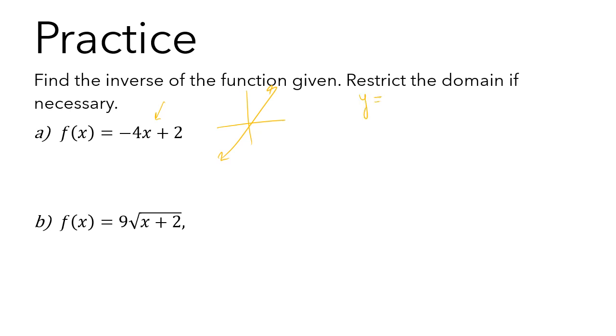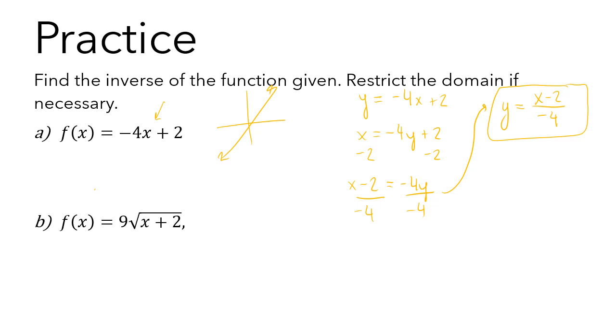So I'm going to rewrite it with y instead of f of x. Then I'm going to swap x and y and solve for y. So first thing, I'm going to subtract 2. I get x minus 2 equals negative 4y. And then I'm going to divide by negative 4. And my final result, if I write it the other way around, is y equals x minus 2 divided by negative 4.